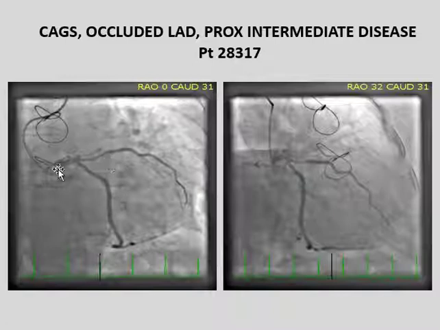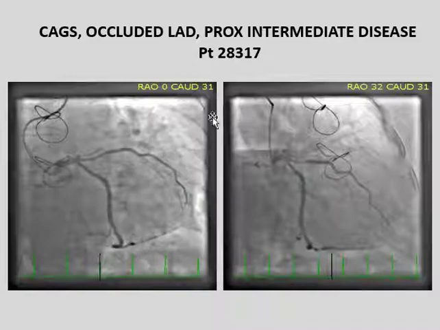This patient has an occluded LAD and proximal intermediate disease. This patient has 3 separations from the left main, a short stump here that branches into the occluded left anterior descending, a branch in between the LAD and the circumflex called the ramus intermediate, or simply intermediate, and the left circumflex with its side branches.